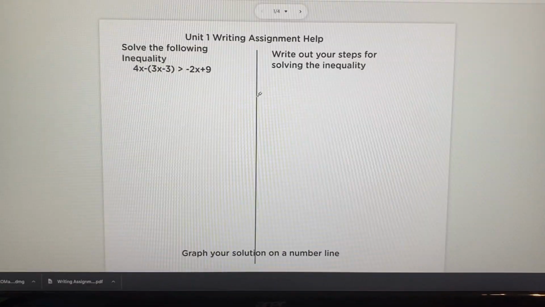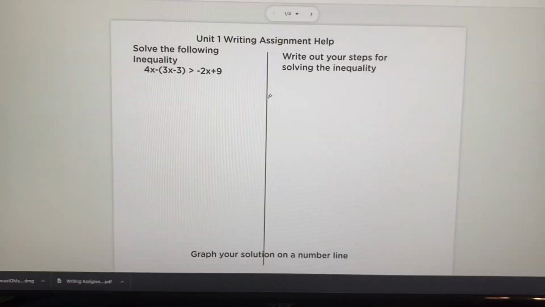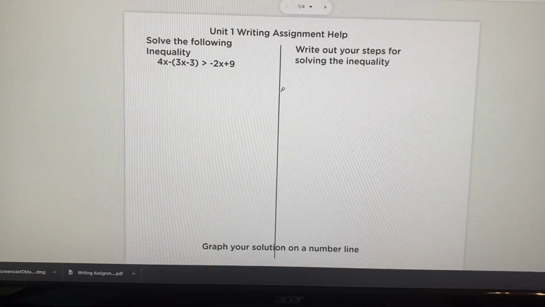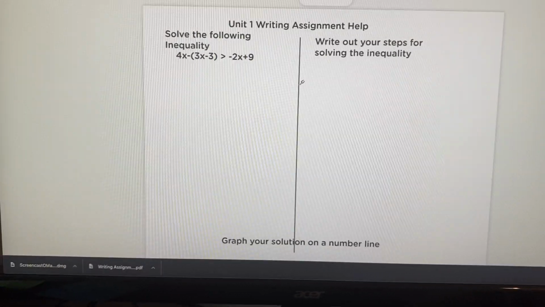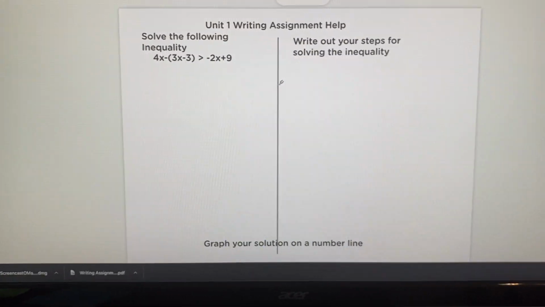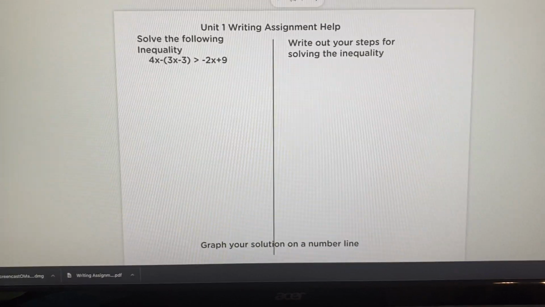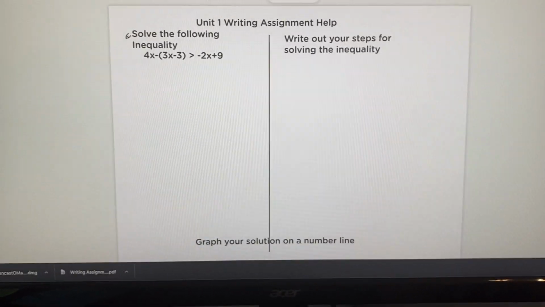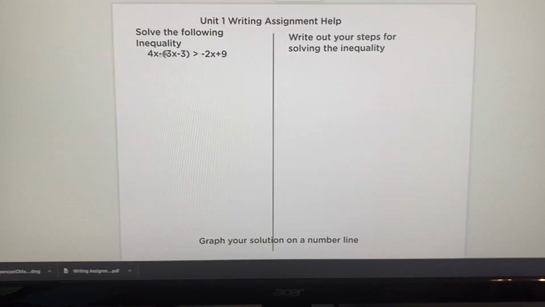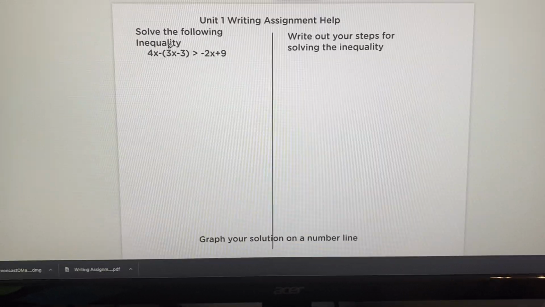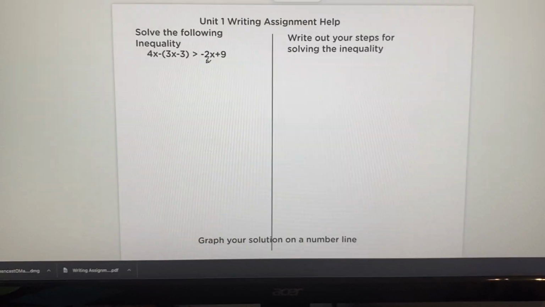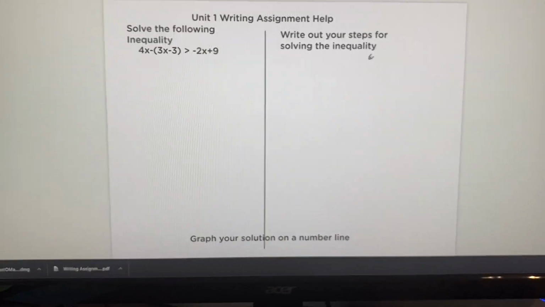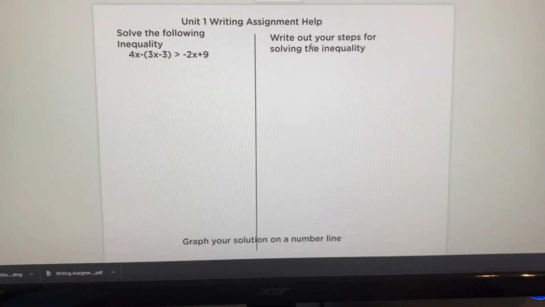This is a video to help you on your Unit 1 writing assignment. This is a problem that looks almost identical to the problem that you have for your Unit 1 writing assignment, so I hope this is really helpful for you. The first thing we're going to do is solve the following inequality: 4x minus (3x minus 3) is greater than negative 2x plus 9. And then we also need to write out our steps for solving this inequality.